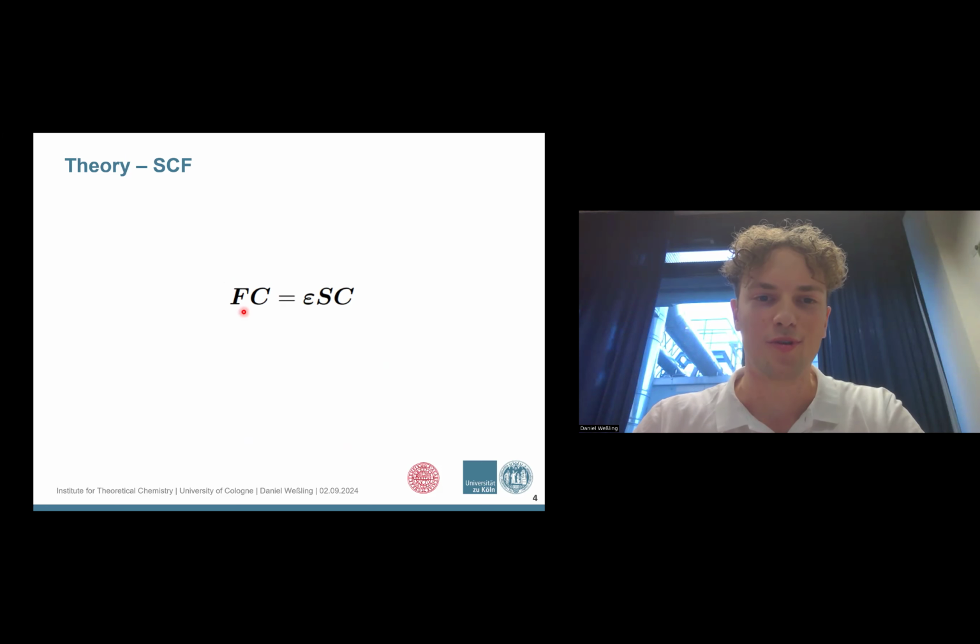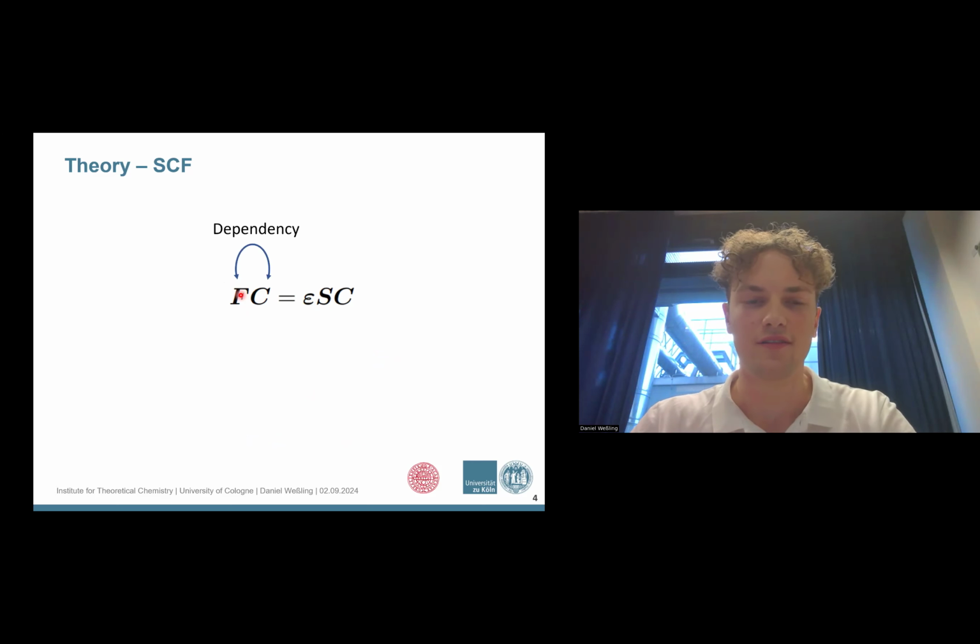The problem with that is that these two matrices actually depend on each other. So after we solve this equation, we actually haven't solved it, because the Fock matrix changed under this change of the coefficient matrix. So we have to solve it iteratively. And this is what defines the SCF.